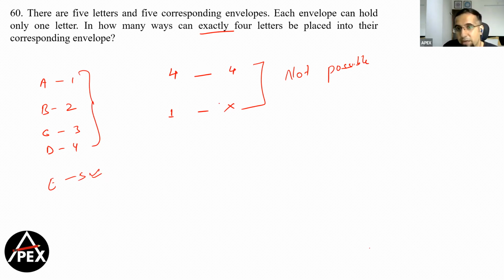And when you're saying exactly 4, that means 4 has to be correct and 1 has to be wrong. That is not possible at all. So therefore, the number of ways is equal to 0. Is this point clear, guys?